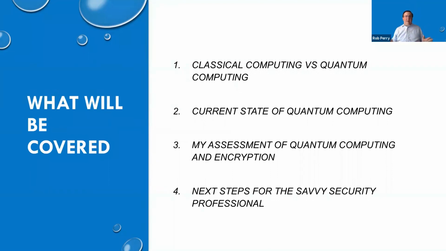So here's what I'm going to cover. I'm going to talk about classical computing. That's the computers that we all have on our desktops, and then compare that to this new paradigm of quantum computing. Then I'm going to discuss the current state of quantum computing, and then put in my value add, my assessment of where quantum computing is currently going and how it's impacting encryption. And then finally, some next steps for the cybersecurity professional that wants to stay ahead of the quantum computing threat to encryption.